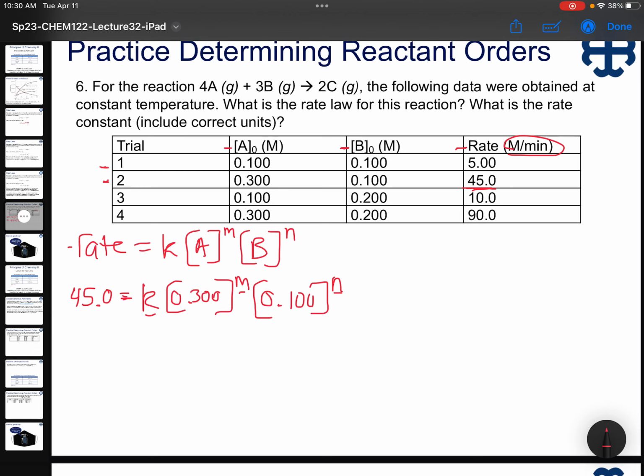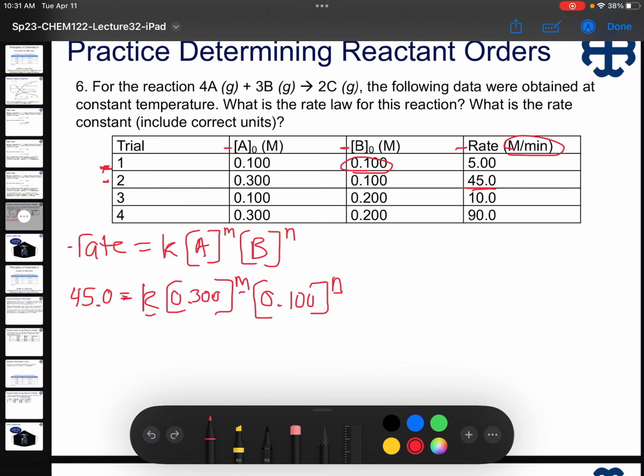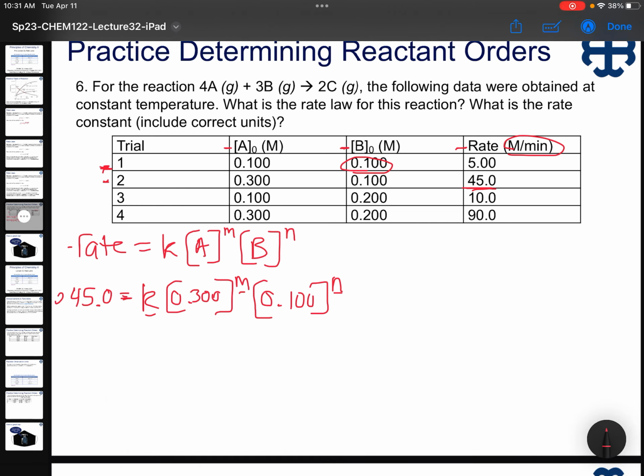I will tell you that we need another equation, but one thing we can do is look at another trial. If we pick a trial that has the same concentration of one of our terms, then we know that will cancel out. So this is trial 2, since we started with trial 2. If we write out trial 1 as well, our rate is 5.0.